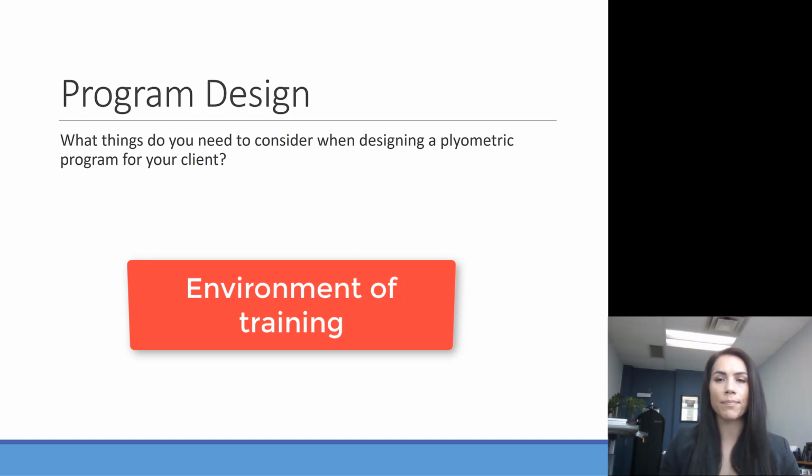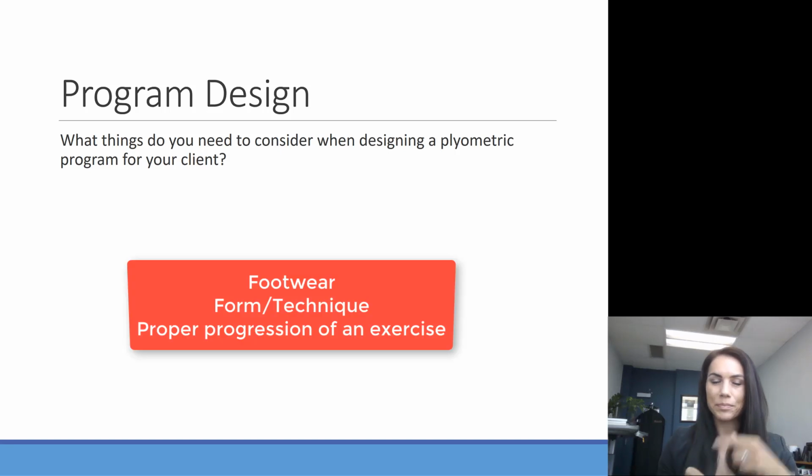Or do you have athletic flooring? What footwear are they wearing? Do they engage in proper technique? Are you following the correct progression, right?